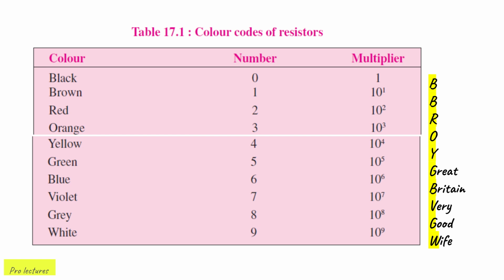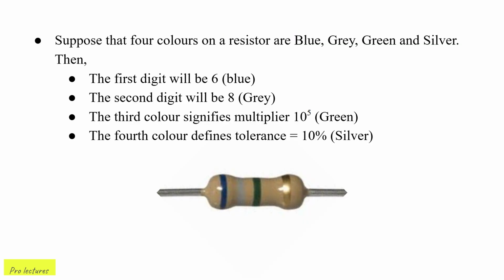This table lists all the color codes of resistors. How to remember this? I used a mnemonic called BB Roy of Great Britain has very good wife to remember the colors of resistors. Note here, the first B is black and the second B is brown. Now let's take an example.